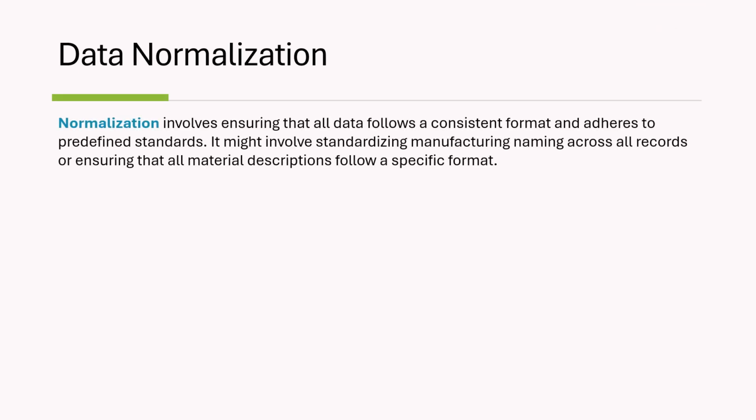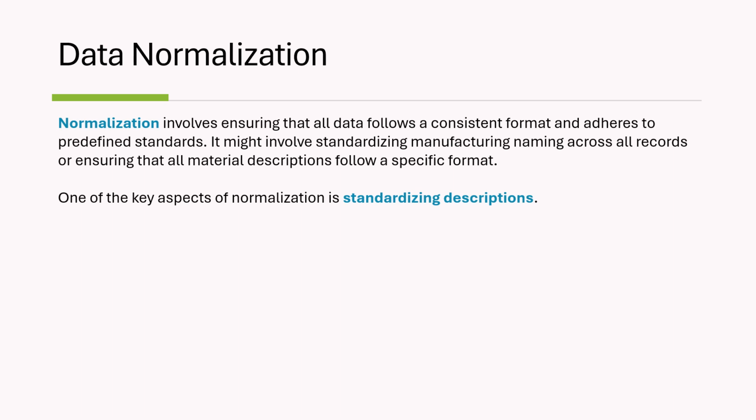Normalization is closely related to data cleansing, but focuses on standardizing data across your system. This involves ensuring that all data follows a consistent format and adheres to predefined standards. For example, normalization might involve standardizing manufacturing names across all records or ensuring that all material descriptions follow a specific format.